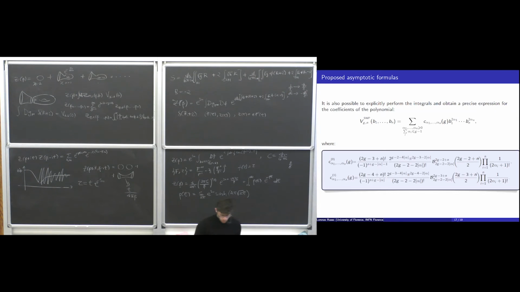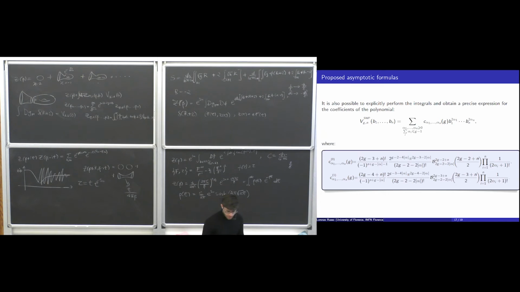Actually, what we did is computing exactly those integrals and obtaining the expression of the single coefficients of the monomials that made up the polynomials. And here is their form in terms of generalized Bernoulli polynomials and other simpler functions.